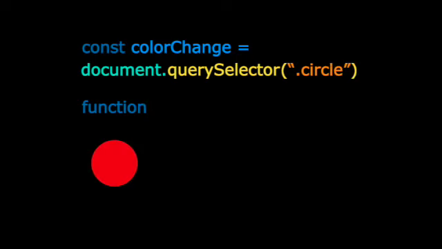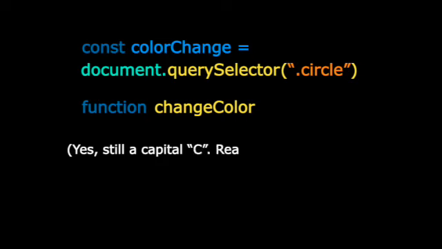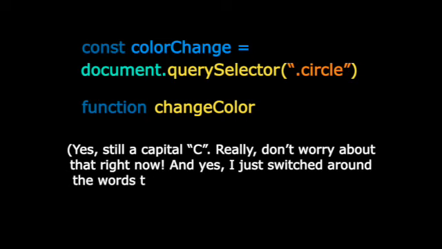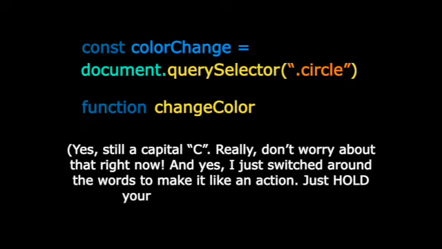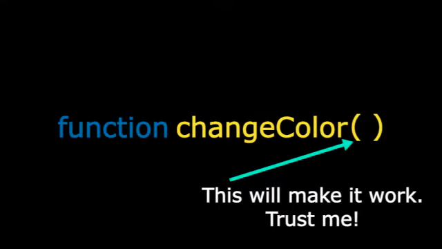Now we need to set up a function. Since we are wanting to change the color, let's call it changeColor. Yes, still a capital C. Really, don't worry about that right now. And yes, I just switched around the words to make it like an action. Just hold your questions for now, okay? Jeez. The important part is adding parentheses right next to the name of the function. This will make it work, trust me.